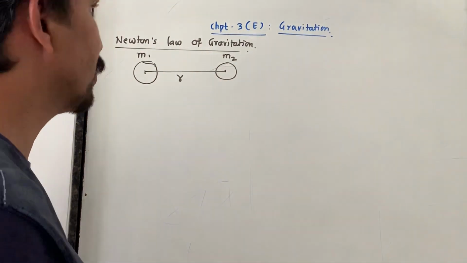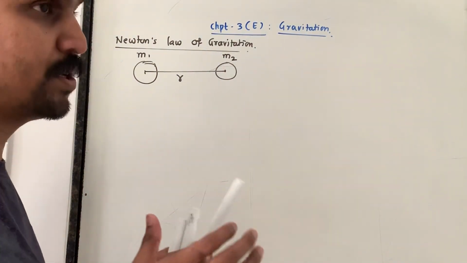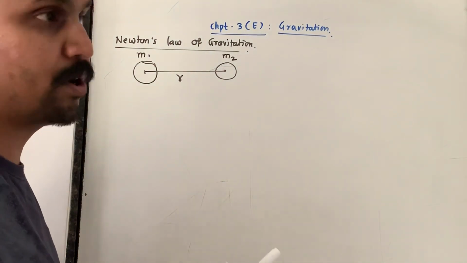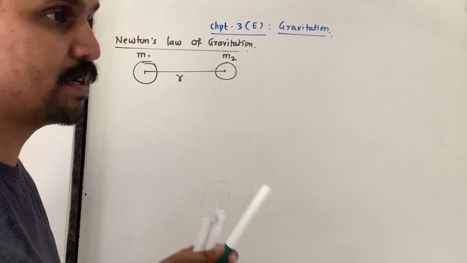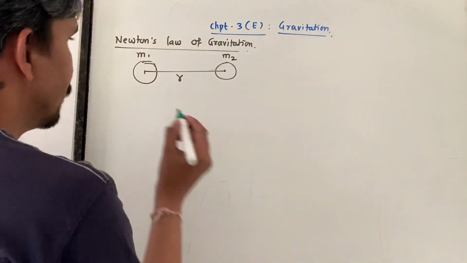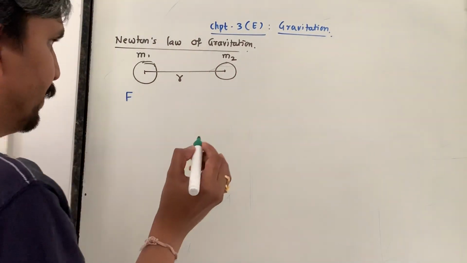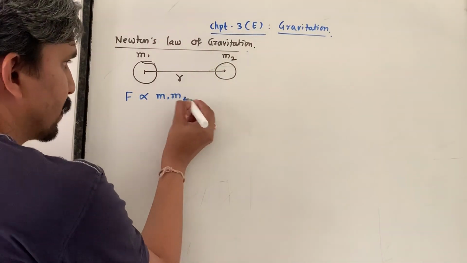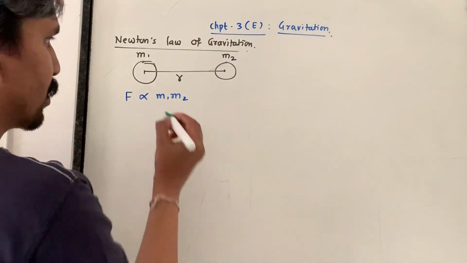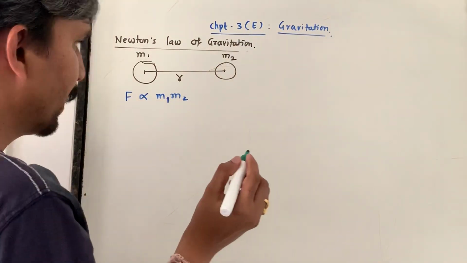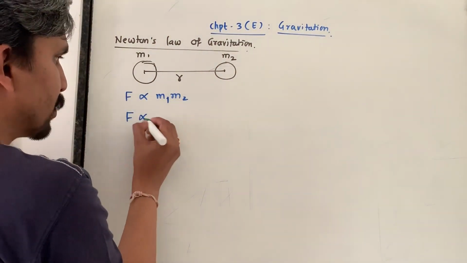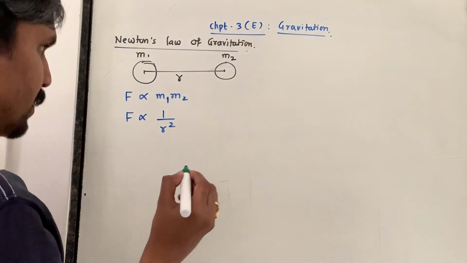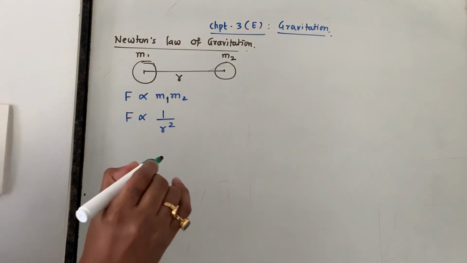Now, according to Newton's law, every body in the universe attracts every other body with a force which is directly proportional to the product of their masses, m1 m2, and it is inversely proportional to the square of the distance between them.